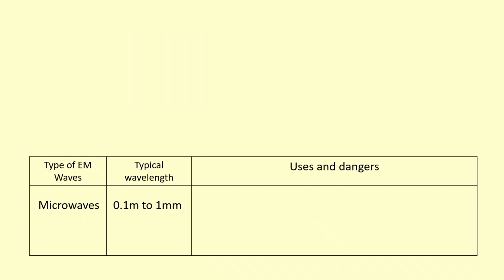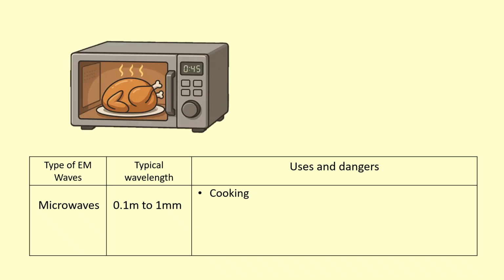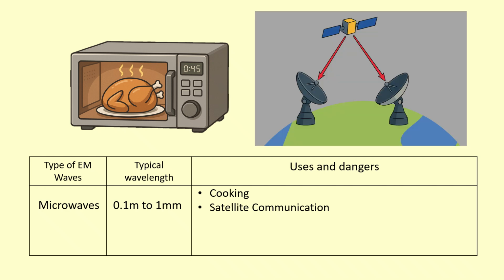Okay, next we have microwaves. Now they're roughly the size of your thumb and they're used in cooking. So for example, a microwave oven like this one. They're also used in satellite communication. So we can send a signal to a satellite as a microwave and then back down. Now because some microwaves cause heating, you need to be careful because it can cause internal heating of body tissue. So this is not all microwaves, just a tiny range which you need to be aware of.